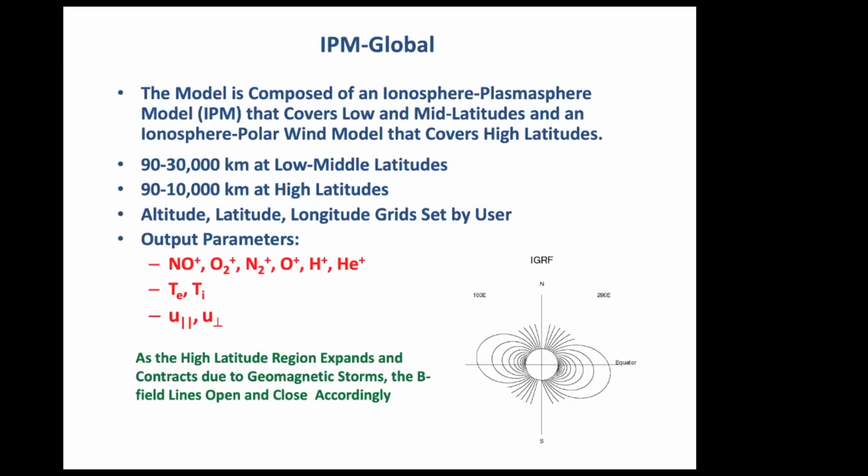Now, what is important is, as the high latitude region expands and contracts due to geomagnetic storms, the B field lines open and close accordingly. So it's all self-consistent with regard to expansion and contraction of the ionosphere, plasmasphere, polar wind system.